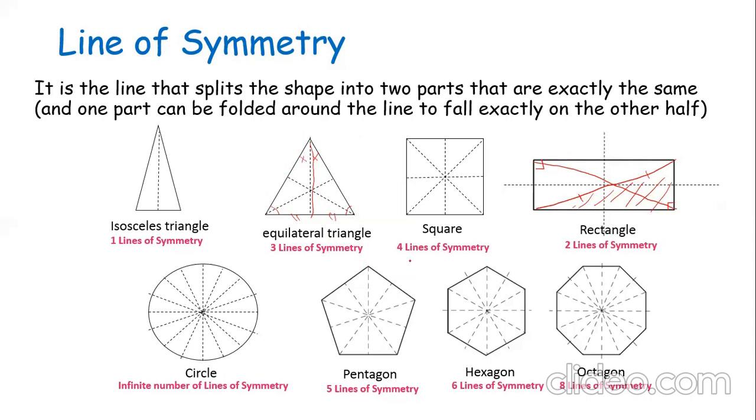Similarly, we can see that the hexagon, for example, has 6 lines of symmetry. So the first one we can see is this one, and it splits the hexagon into 2 identical parts. The first one is that one, and the second one is that one.